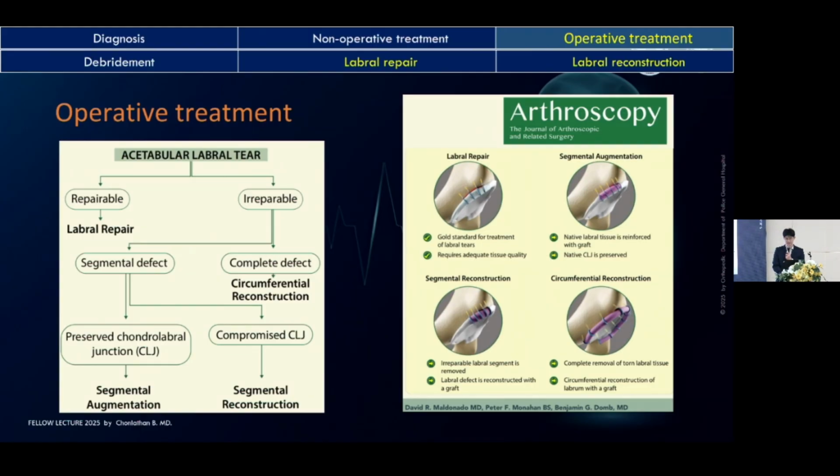There is an algorithm proposed by Dr. David to guide us on which type of labrum should be repaired or reconstructed. If there is a tear with good tissue quality, we perform labral repair as the gold standard of treatment. In case of irreparable labrum, we inspect the labrochondral junction integrity. If the labrochondral junction is preserved, we do the augmented repair. But if not, we do the segmental reconstruction instead. Lastly, if the labral defect is too large or could not be repaired, we will perform the circumferential reconstruction with graft.